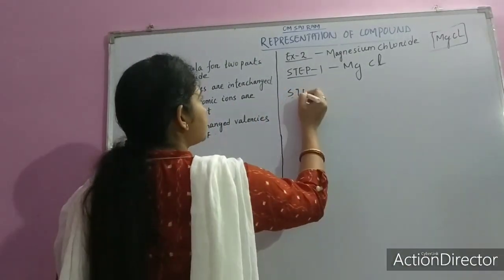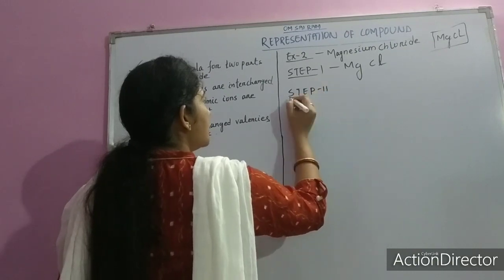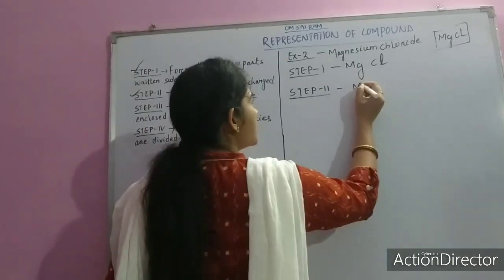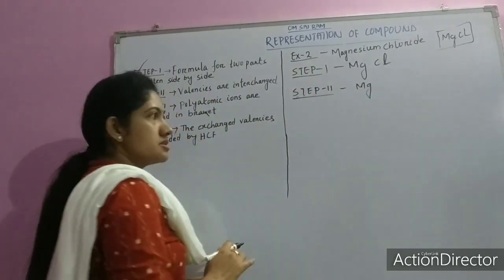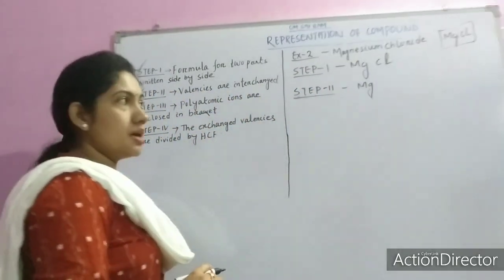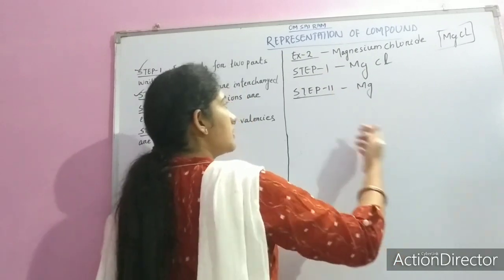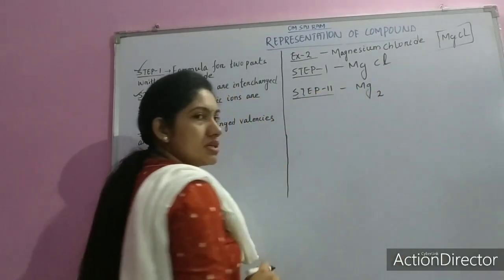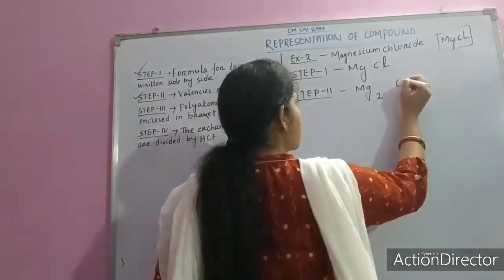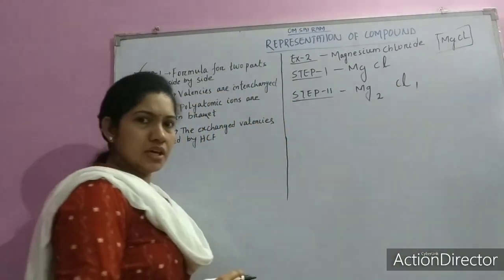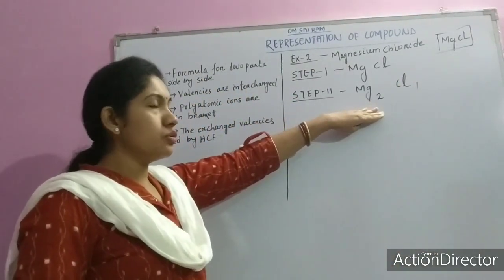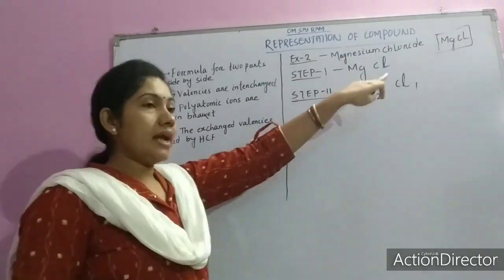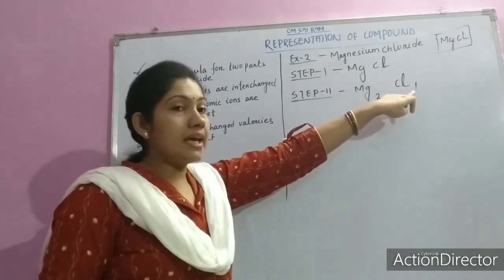Step 2. We have to write the valency. If you remember the valency table, just recall it. What is the valency of magnesium? The valency of magnesium is 2. What is the valency of chlorine? The valency of chlorine is 1. So magnesium has valency 2, means magnesium can lose 2 electrons and chlorine can gain 1 electron.